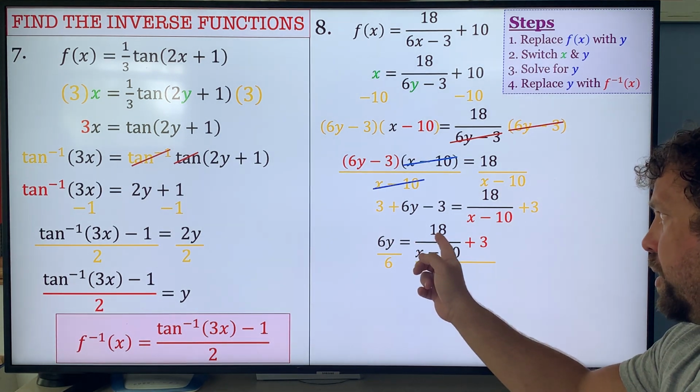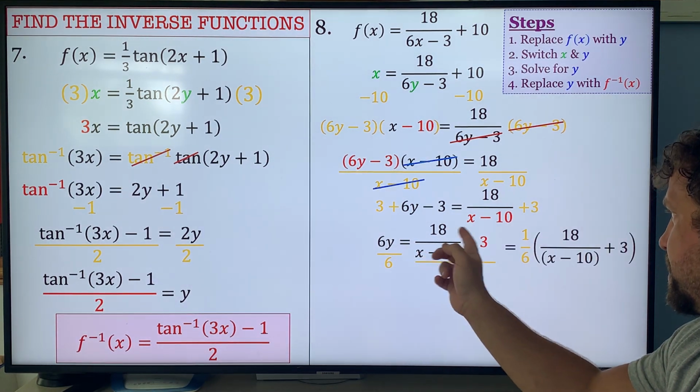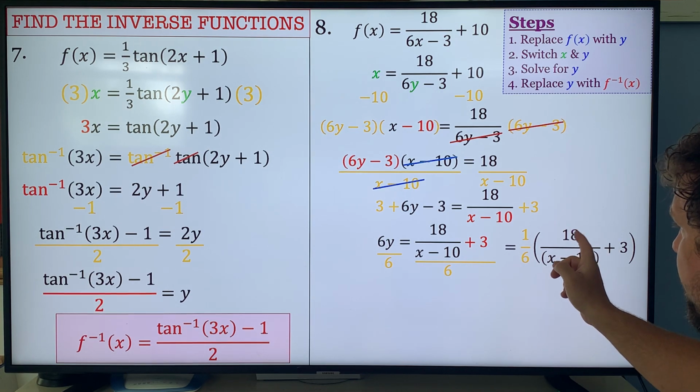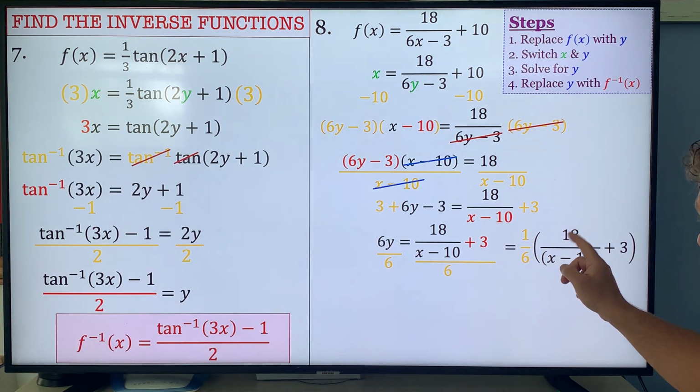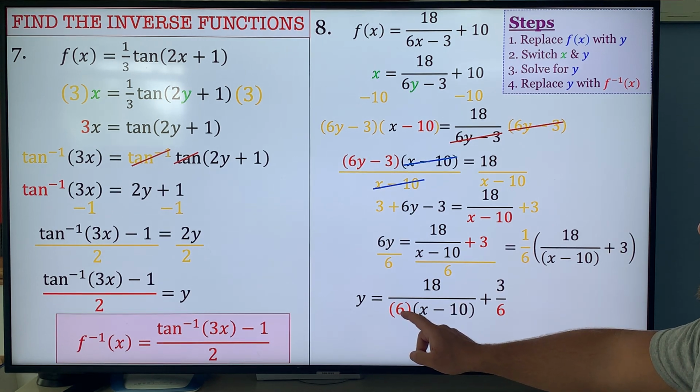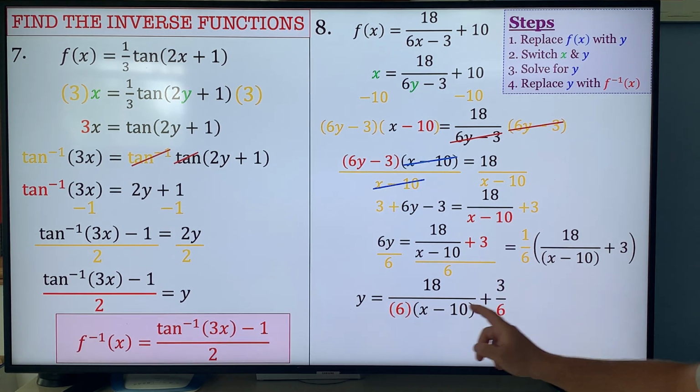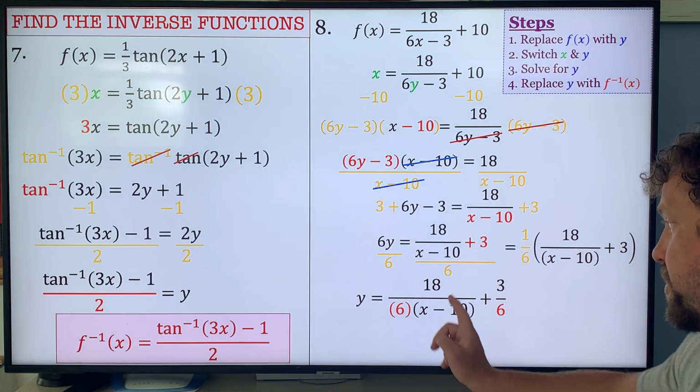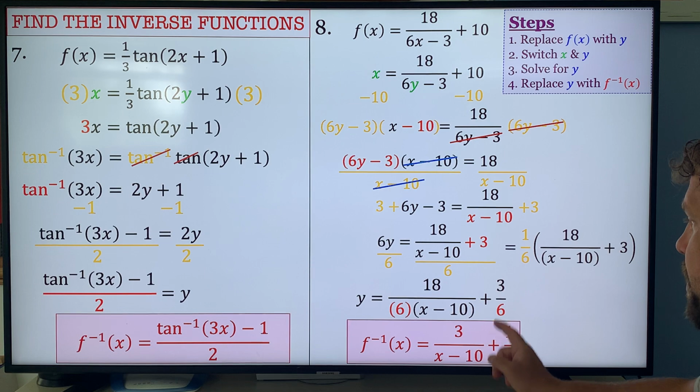Now, when I do 18 divided by 6, so this is technically 1/6 times this. 18 divided by 6 is 3, so I'm left with 3 up top. 3 divided by 6, oh, here we go. 18 over 6, right? Because I distribute the 6. And then 3 over 6, I distribute the 1/6. 18 over 6 equals 3 over x minus 10, plus 3 over 6 is 1/2. That's your final answer. Sorry, I was jumping ahead of myself. Tend to do that just a couple times.